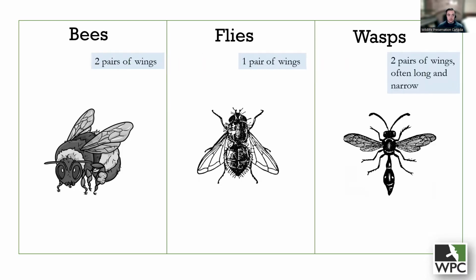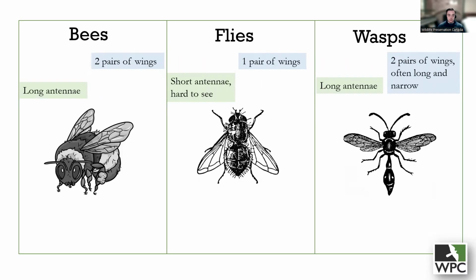But the first thing I want to note here is that flies only have one pair of wings, bees and wasps will have two. Again, not something you might be able to note if we're just observing insects buzzing around flowers, but it is a difference nonetheless. Another thing we note when we see bees, flies, and wasps are differences in the antennae.